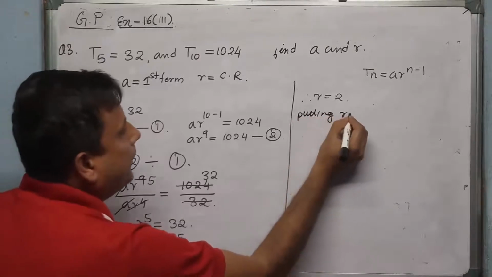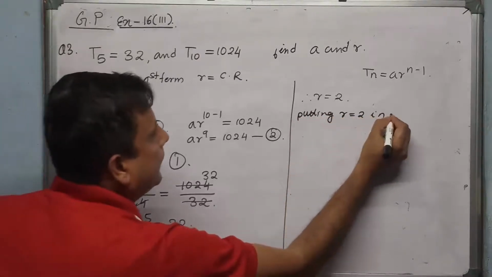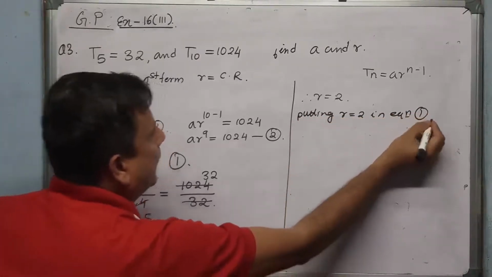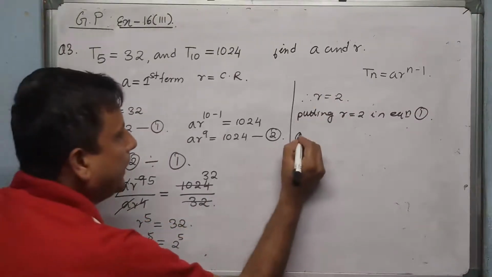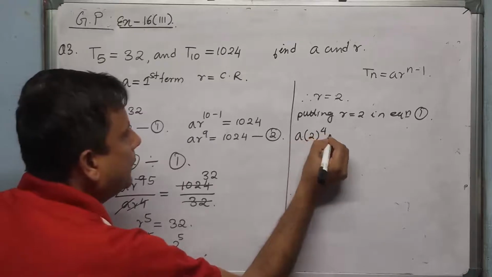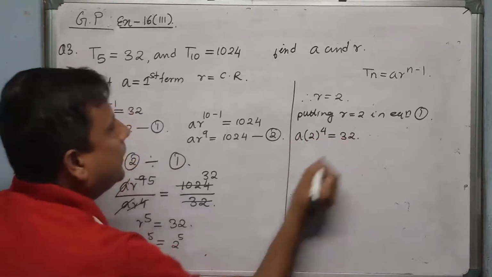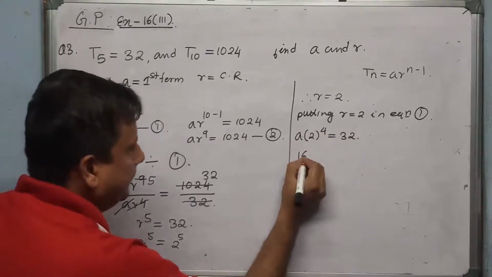Now putting R is equal to 2 in equation 1. If I substitute over here, then this one will be A into 2 to the power 4 is equal to 32. 2 to the power 4 is 16.